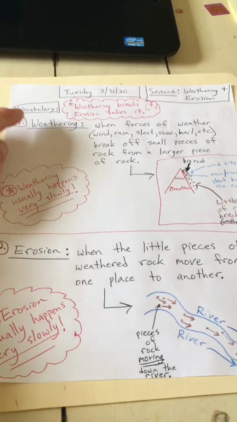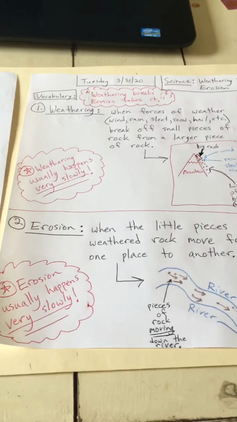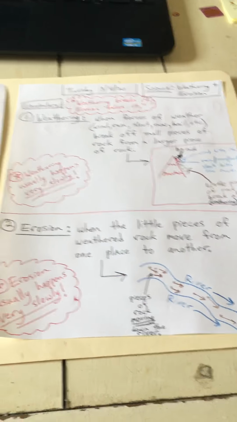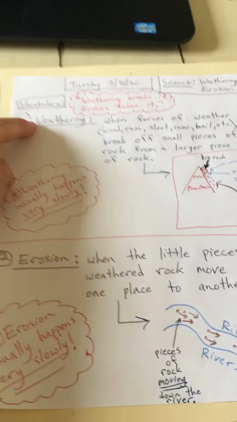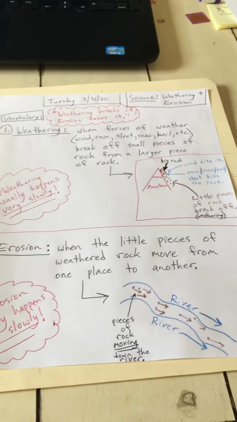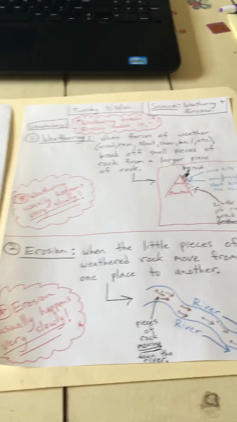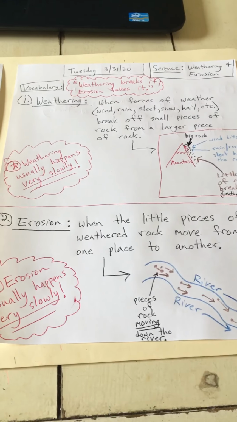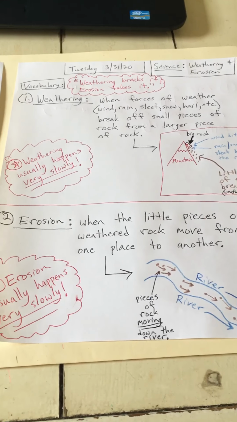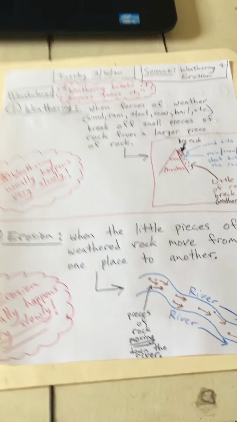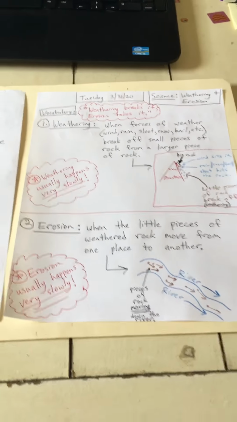Very, very slowly, little tiny pieces of that big rock in the back of Kelly School are breaking off. That rock is weathering. Over a long, long period of time, if we came back in 1,000 years, we're going to see that that rock is going to be a lot smaller, because weathering is going to have happened and lots of those little pieces of that rock are going to have broken off. Okay? So weathering breaks it, erosion takes it. That's our lesson for today.